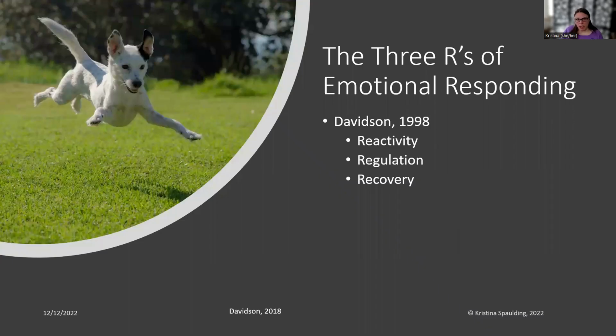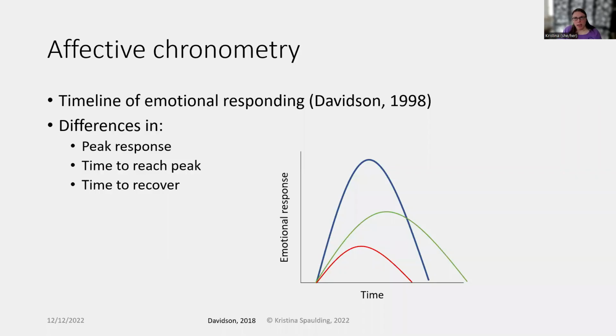So Davidson in the late 90s came up with the 3 R's of emotional responding: reactivity, regulation, and recovery. And these basically describe the ways that emotional responding can vary, and they provide this timeline of emotional responding. The technical term for this is affective chronometry, but I actually rarely see that used even in the scientific literature. So the 3 R's is actually what I see a lot more.